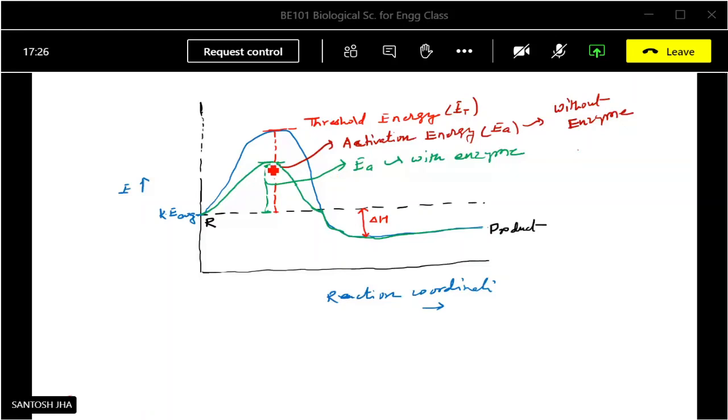Due to the decrease in the value of activation energy, a higher number of substrate molecules or reactant molecules achieve the threshold energy level and get converted into the product.